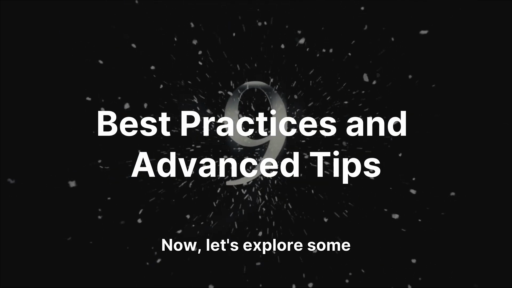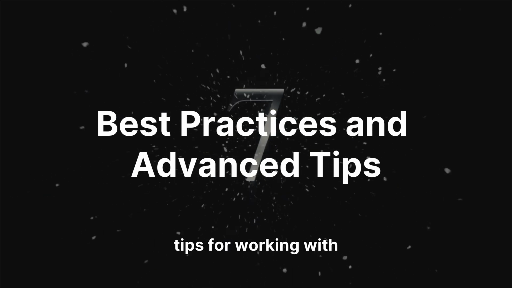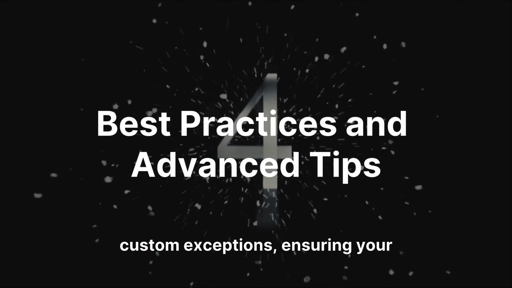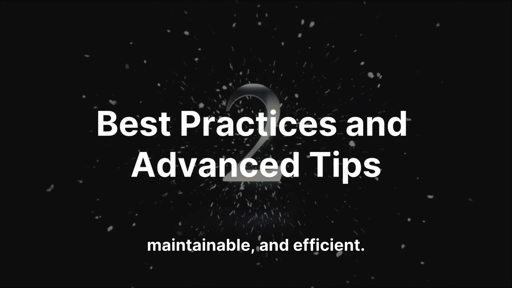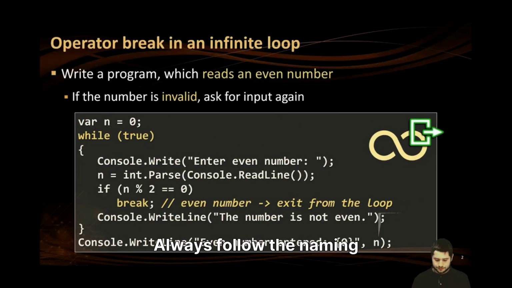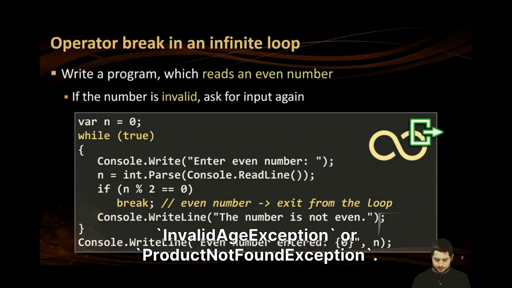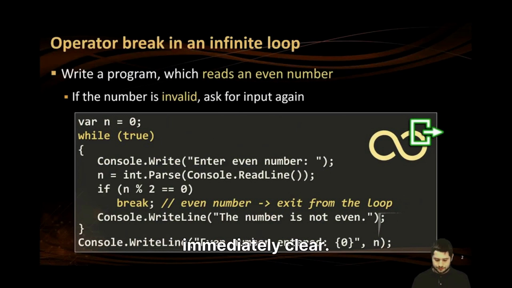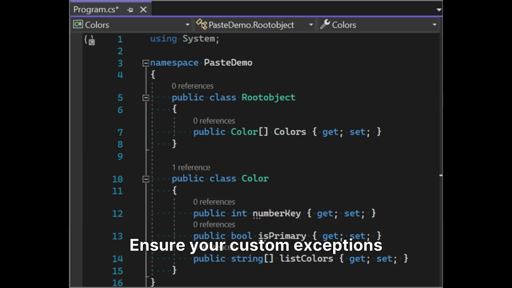Now, let's explore some best practices and advanced tips for working with custom exceptions, ensuring your error handling is robust, maintainable, and efficient. Always follow the naming convention of ending your custom exception class names with Exception, such as InvalidAgeException or ProductNotFoundException. This makes their purpose immediately clear. Ensure your custom exceptions are serializable, especially if your application involves remoting, cross-process communication, or storing exception details. This allows them to be correctly transmitted and reconstructed.